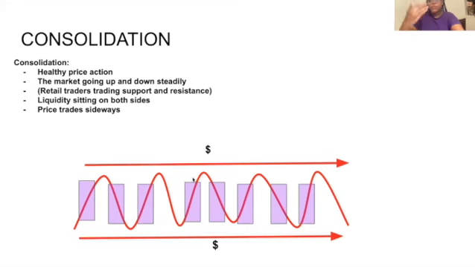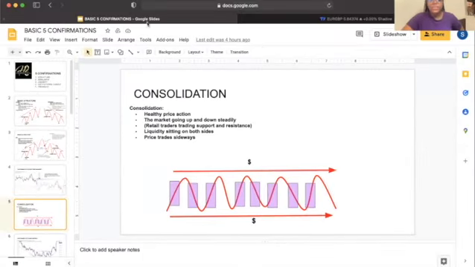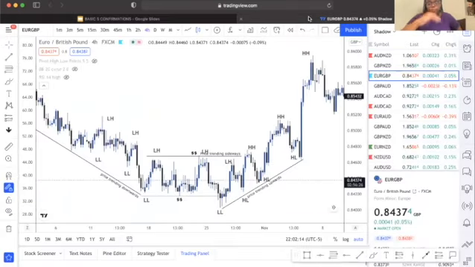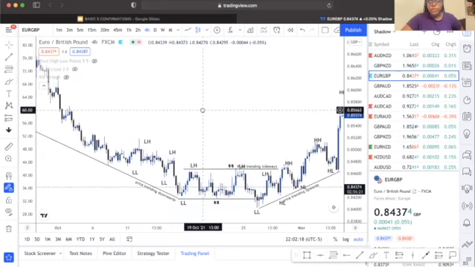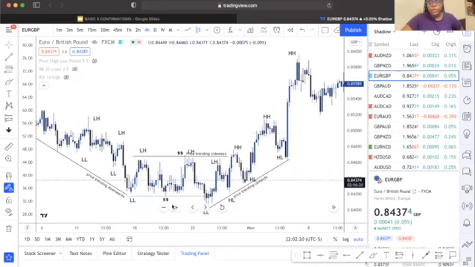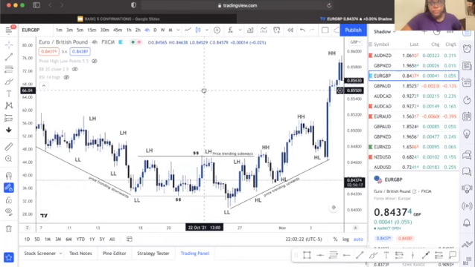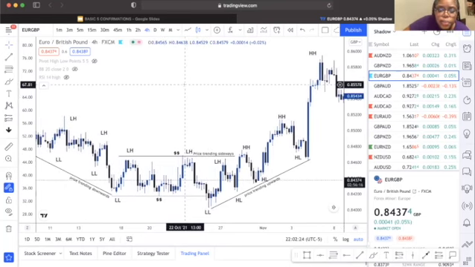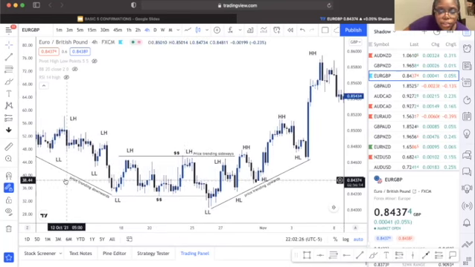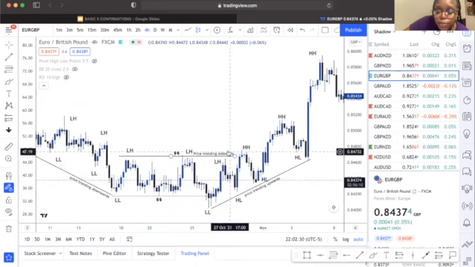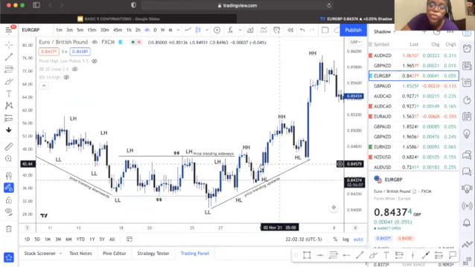Not everybody, but if you've tried to invest, you should know that's one of the basic concepts. Now I'm just going to show you on a live example in Euro GBP, the Euro against the Great British Pound. As you can see, I've already marked it. This is the price trending downwards, price trending sideways, and price trending upwards.